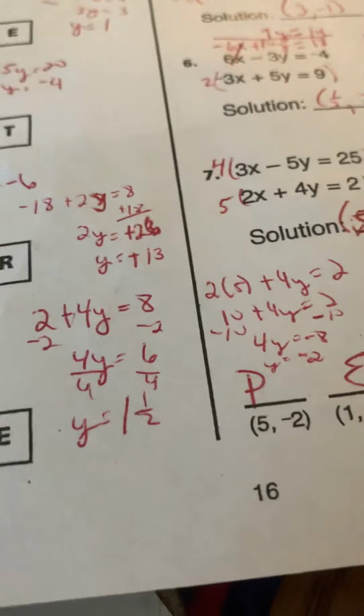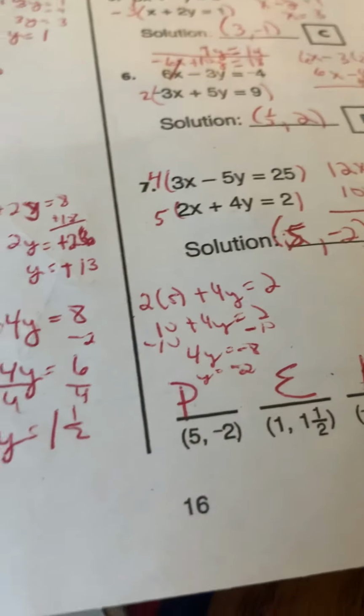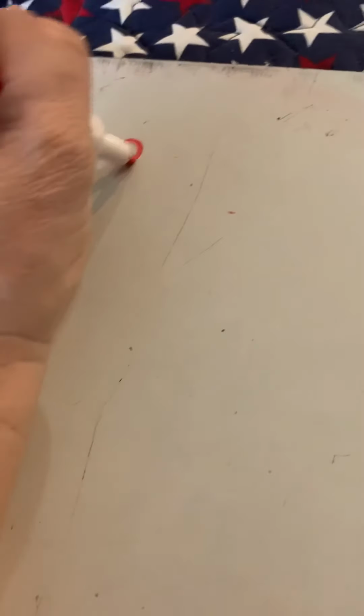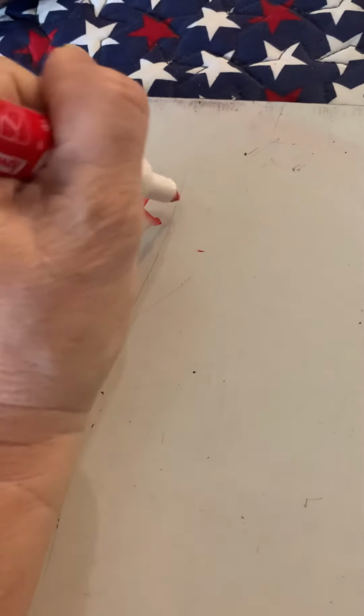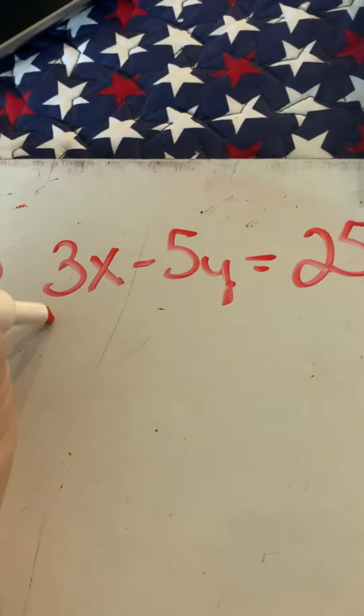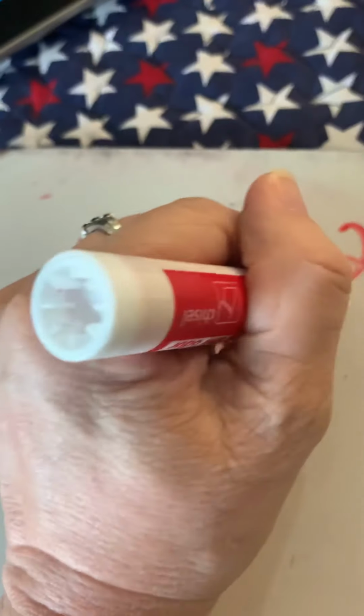For the last one, this is probably the trickiest one because you're going to have to multiply both of the equations to get opposite coefficients. So I'll show you what that looks like. You have 3x minus 5y equals 25. And you have 2x plus 4y equals 2.